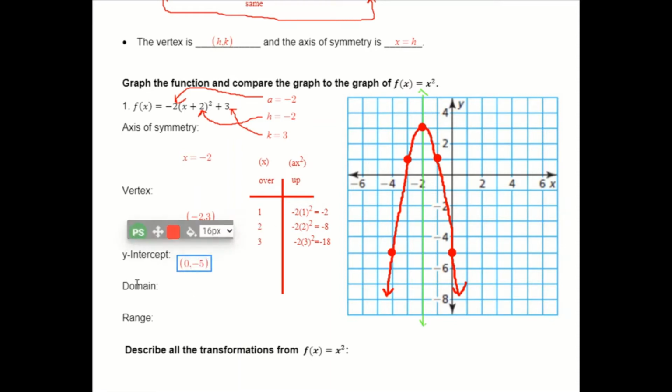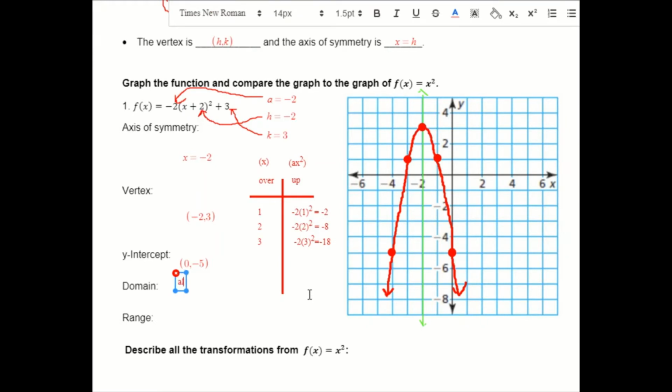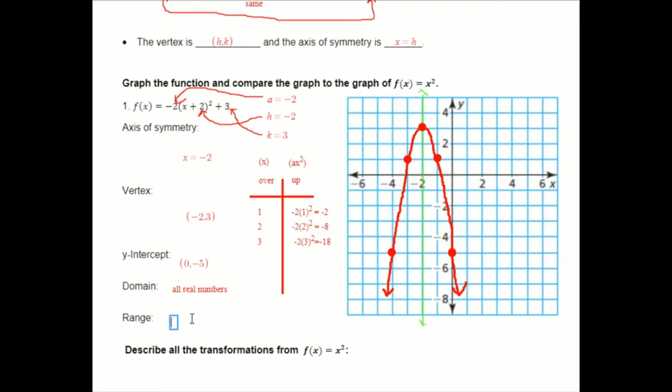The domain should be no surprise at this point. I mean, we've had a few days now where the domain is always all real numbers. And the range, nothing really new happening with that. So hopefully you've kind of mastered that by now too. It would be y is less than or equal to +3.